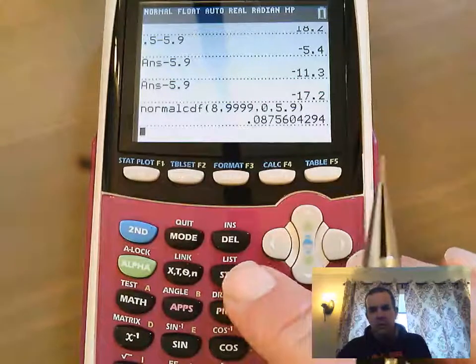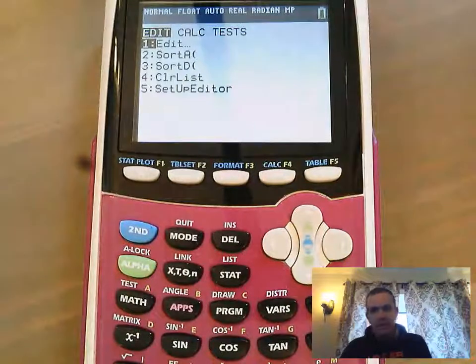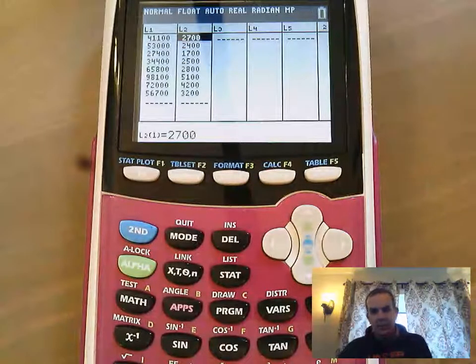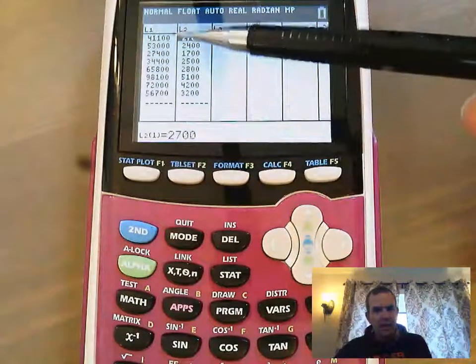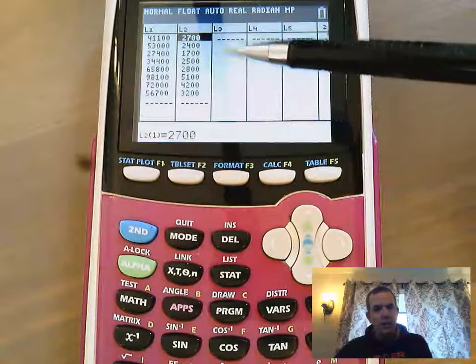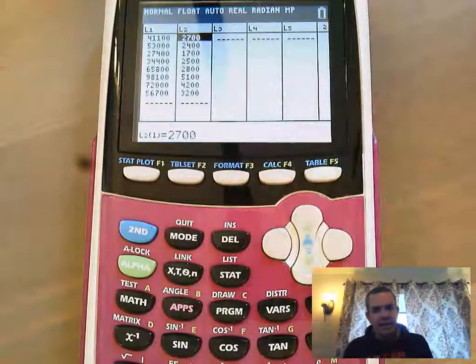The first thing we want to do is hit the Stat button. We want to go ahead and do Edit. And when we edit, we want to put all of the data into the calculator. So here's all 8 of my data pairings: income in L1, vacation spending in L2. So you want to go ahead and put all 8 and all 8 in.